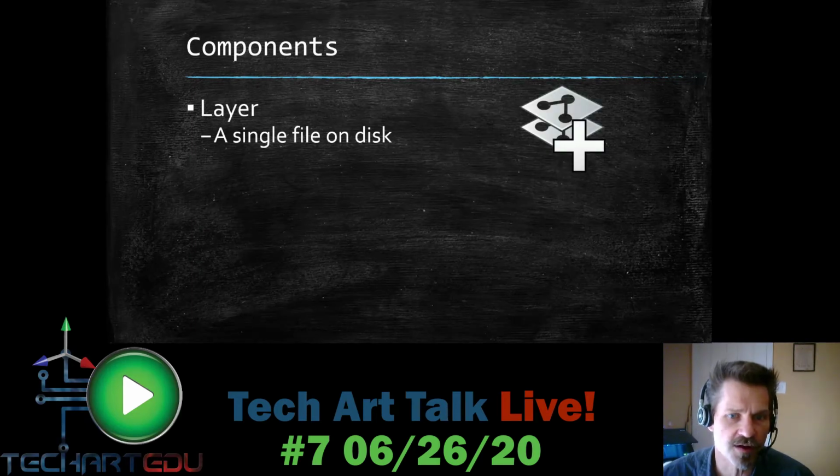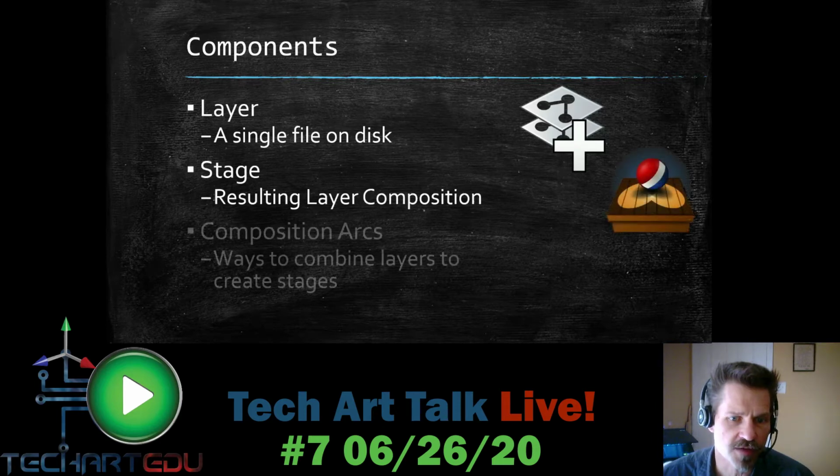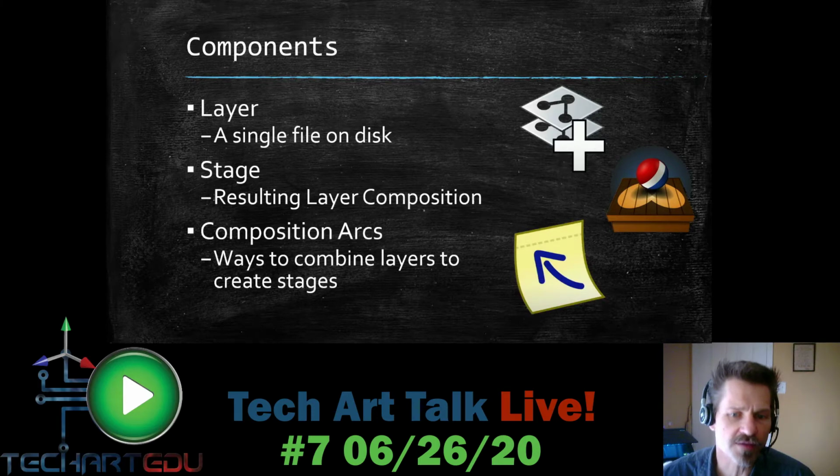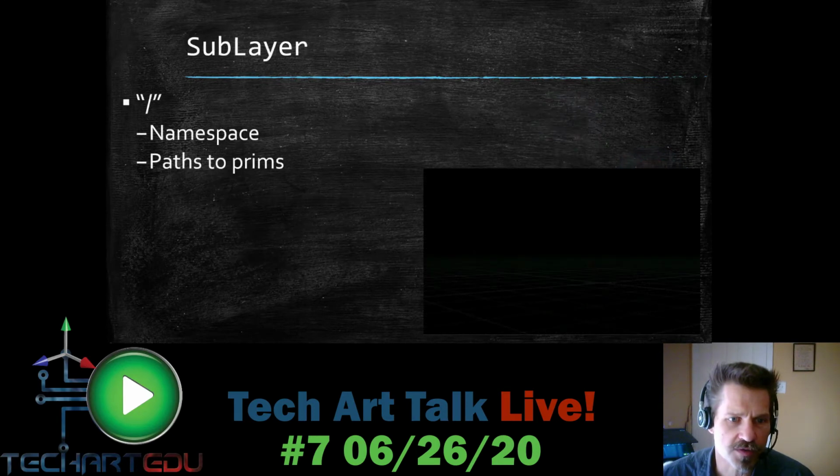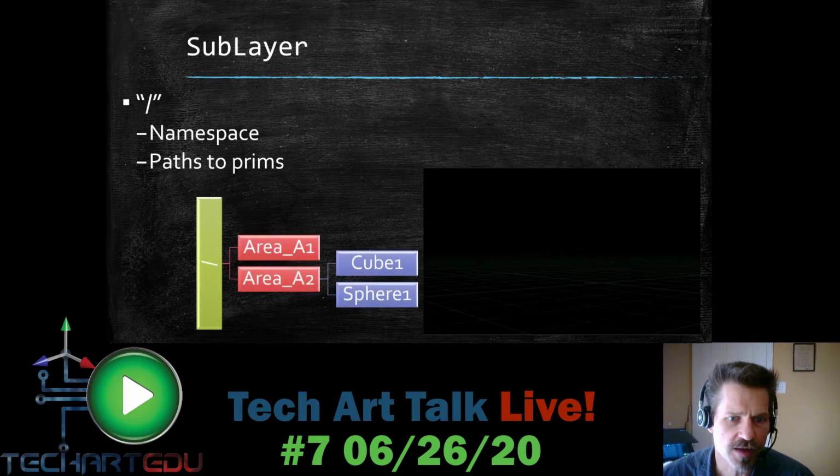a single file on disk. And a stage is the resulting layer composition of that. There are a lot of different ways of putting that together. Now, I don't really have enough time to go through all the composition arcs, but one of the big ones is a sublayer. A sublayer allows you to put things together under one big namespace. If you look at the slash here, that is kind of like the old Unix forward reference, or the top root layer.